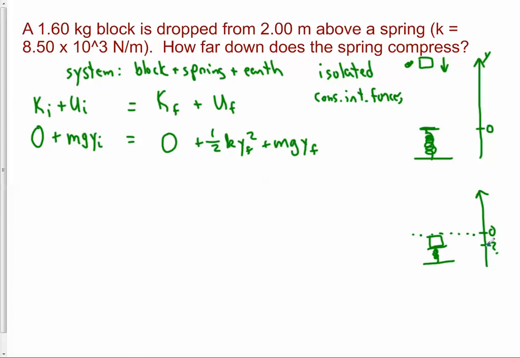And yf is going to end up being negative, right? We see that. This is the positive side, this is the negative side, and that final y value is going to be below 0. But we have to account for that too. That's potential energy that matters. So we're looking for yf. Okay, so yeah, we have 1/2 k yf squared plus mg yf.